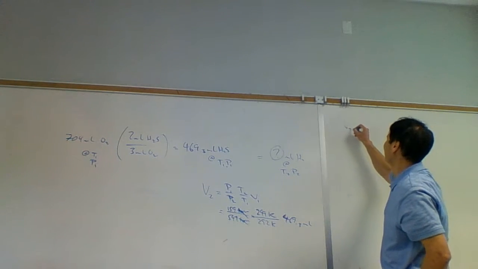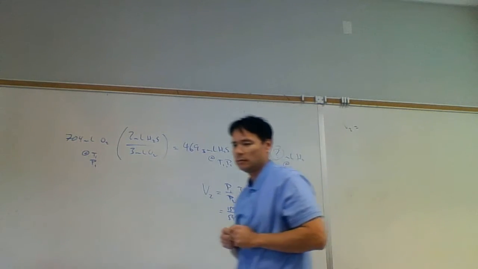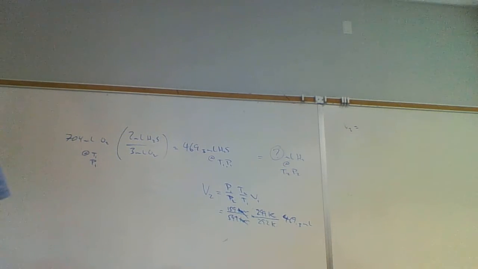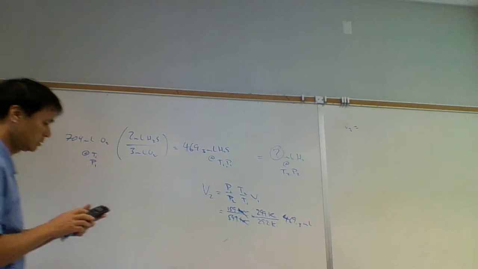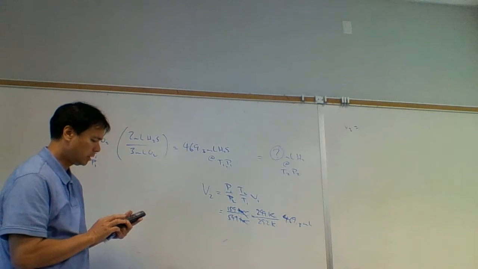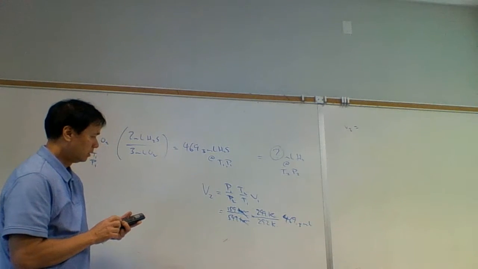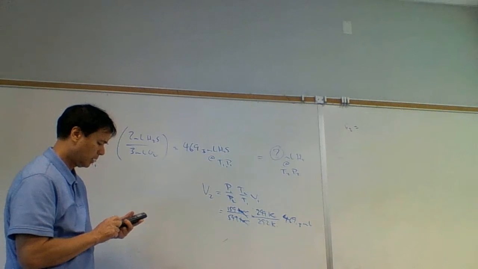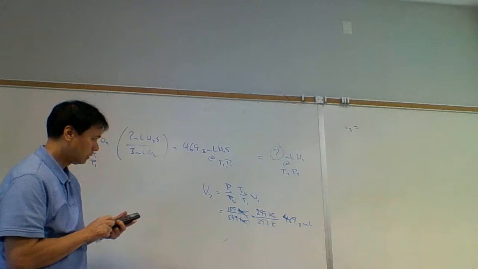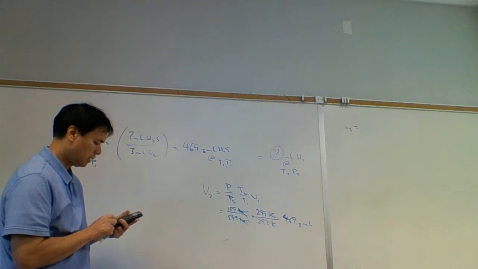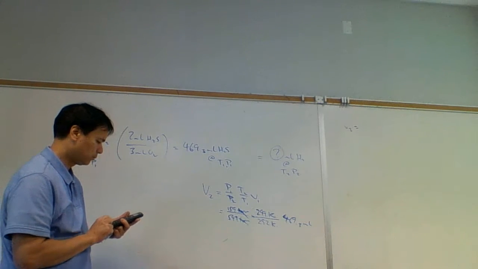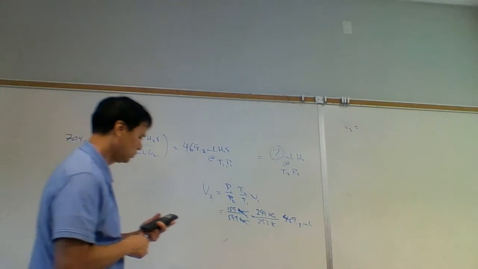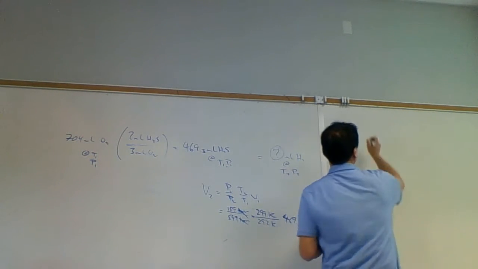So V2 comes out to, let's see. I just cleared my calculator, unfortunately. 469.3 times 159 divided by 549 times 299 divided by 292. 139.1.